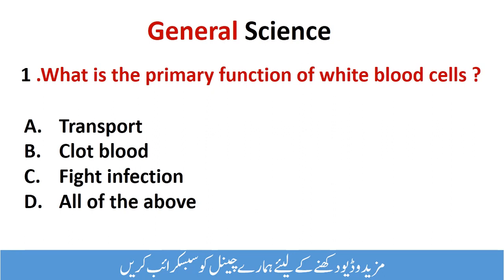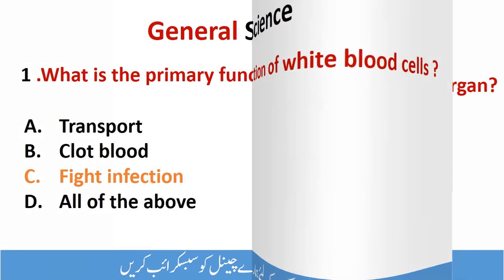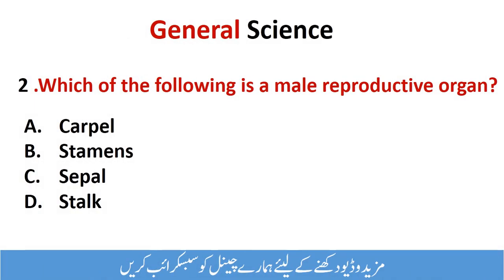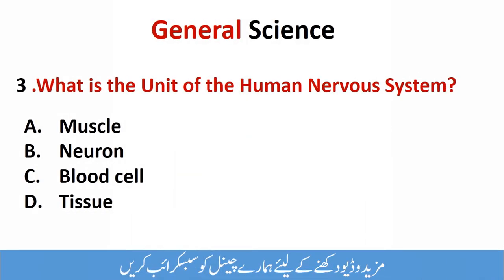Question number 1: What is the primary function of white blood cells? The correct option is option C. Which of the following is a male reproductive organ? The correct option is option B. Next question: What is the unit of the human nervous system? The correct option is option B.